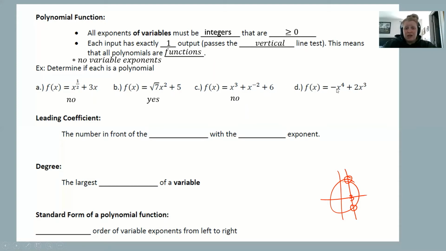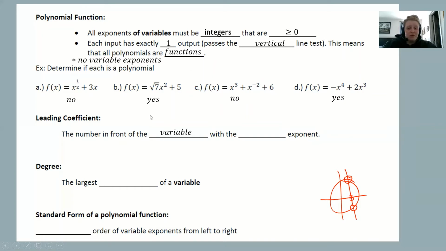And letter D, let's see, we have a 4 and we have a 3. And we're going to learn later that this is going to overall kind of look like a parabola. So it is going to be a function. So for right now, we're just checking these exponents and making sure that they're polynomial functions.